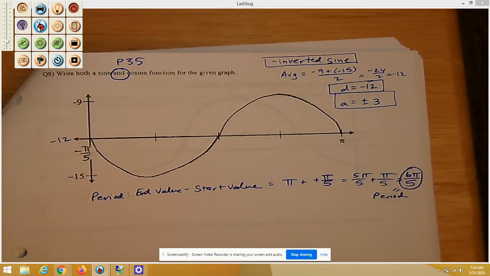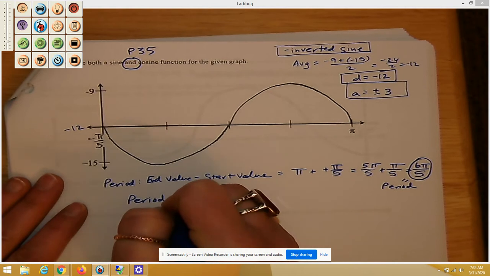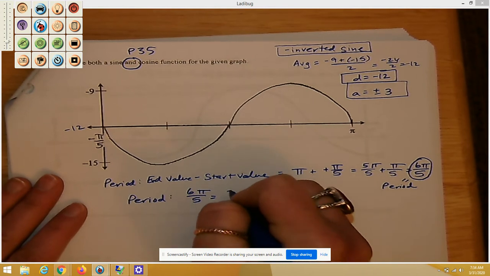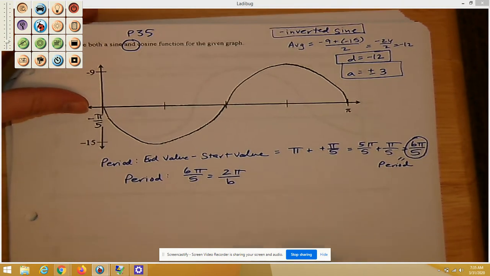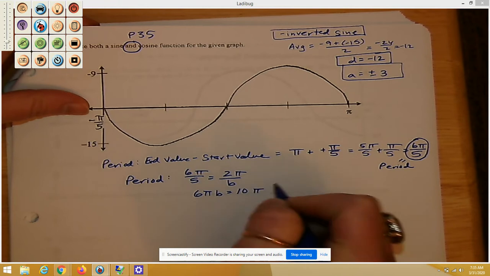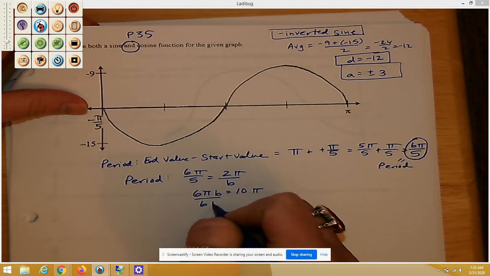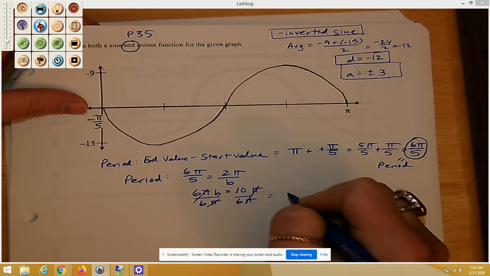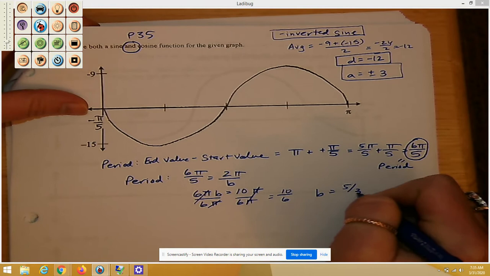Okay, but that doesn't tell me B. So now the period, which is 6pi/5, will equal 2pi/b. And now I can cross multiply to solve that out. So you're going to get 6pi times b equals 10pi when I do my cross products. And to solve for b, I divide each side by 6pi. Okay, that's a lot of work. The pi's cancel, and I get 10/6. So therefore, b is 5/3.